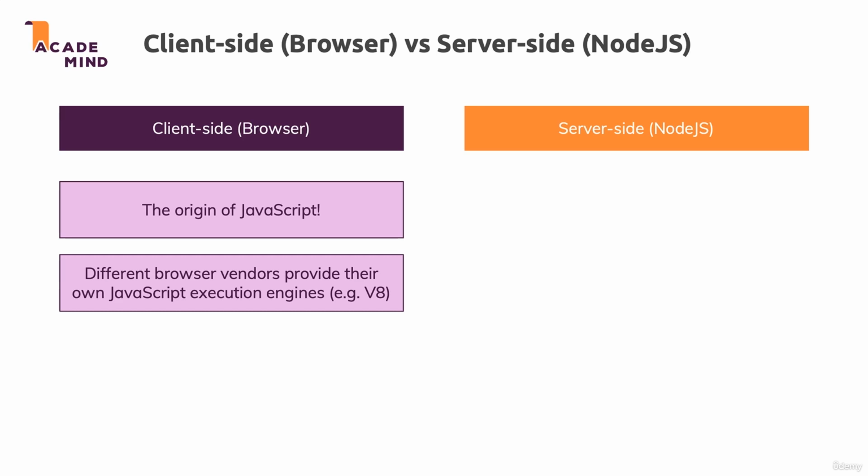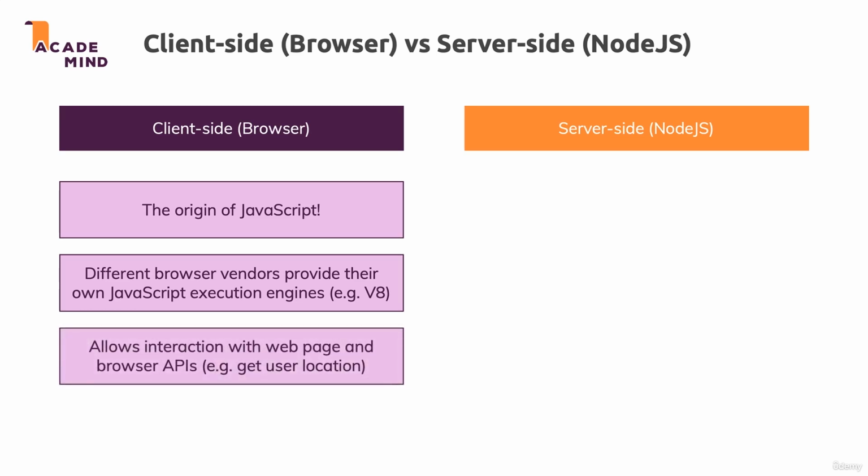For example, the V8 engine, that's the name of the JavaScript engine Chrome uses. And the important thing there is that in the browser, you are able to interact with the web page from inside JavaScript. You can manipulate the loaded web page. You can also use certain browser features, so-called APIs, for example, to get the user location.